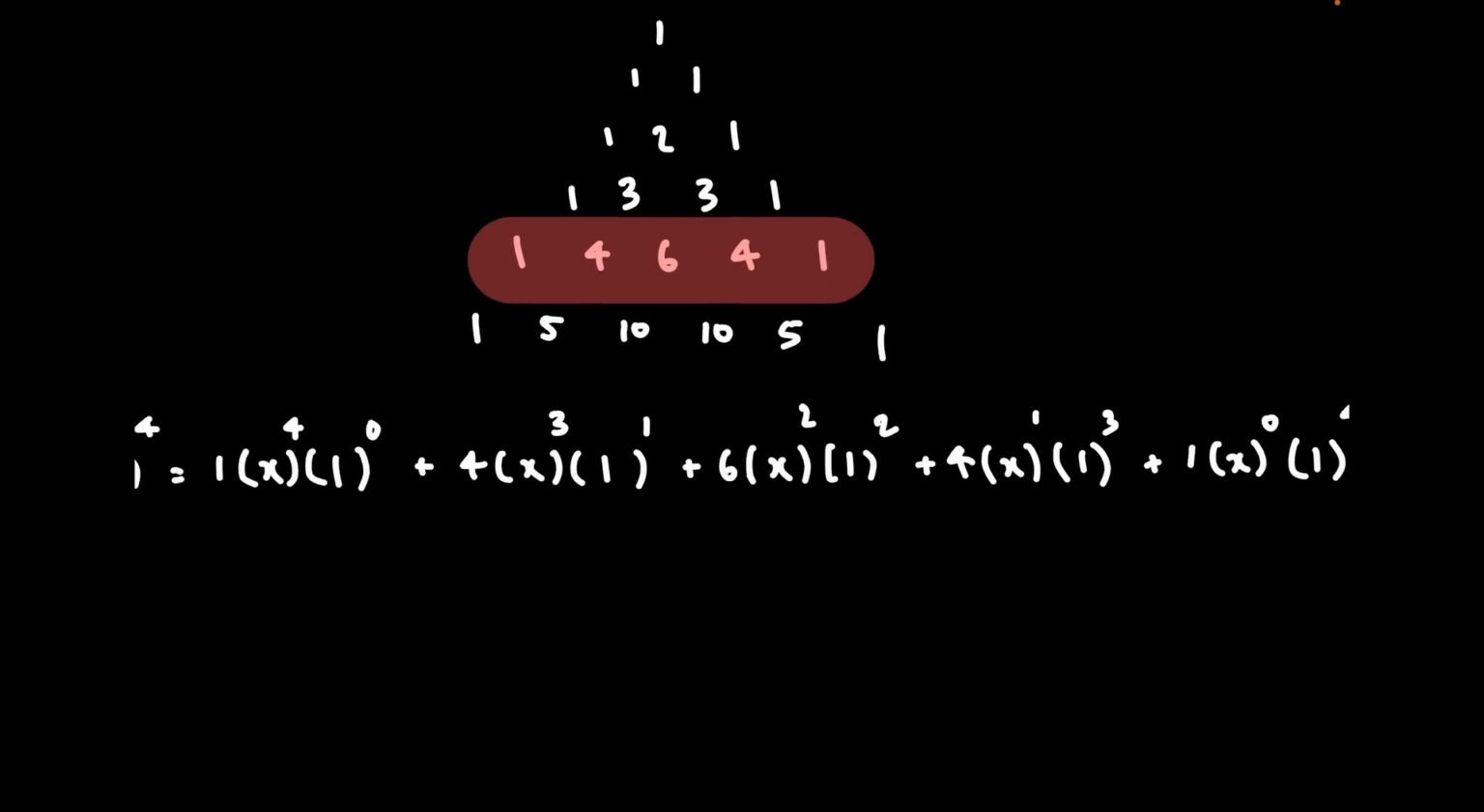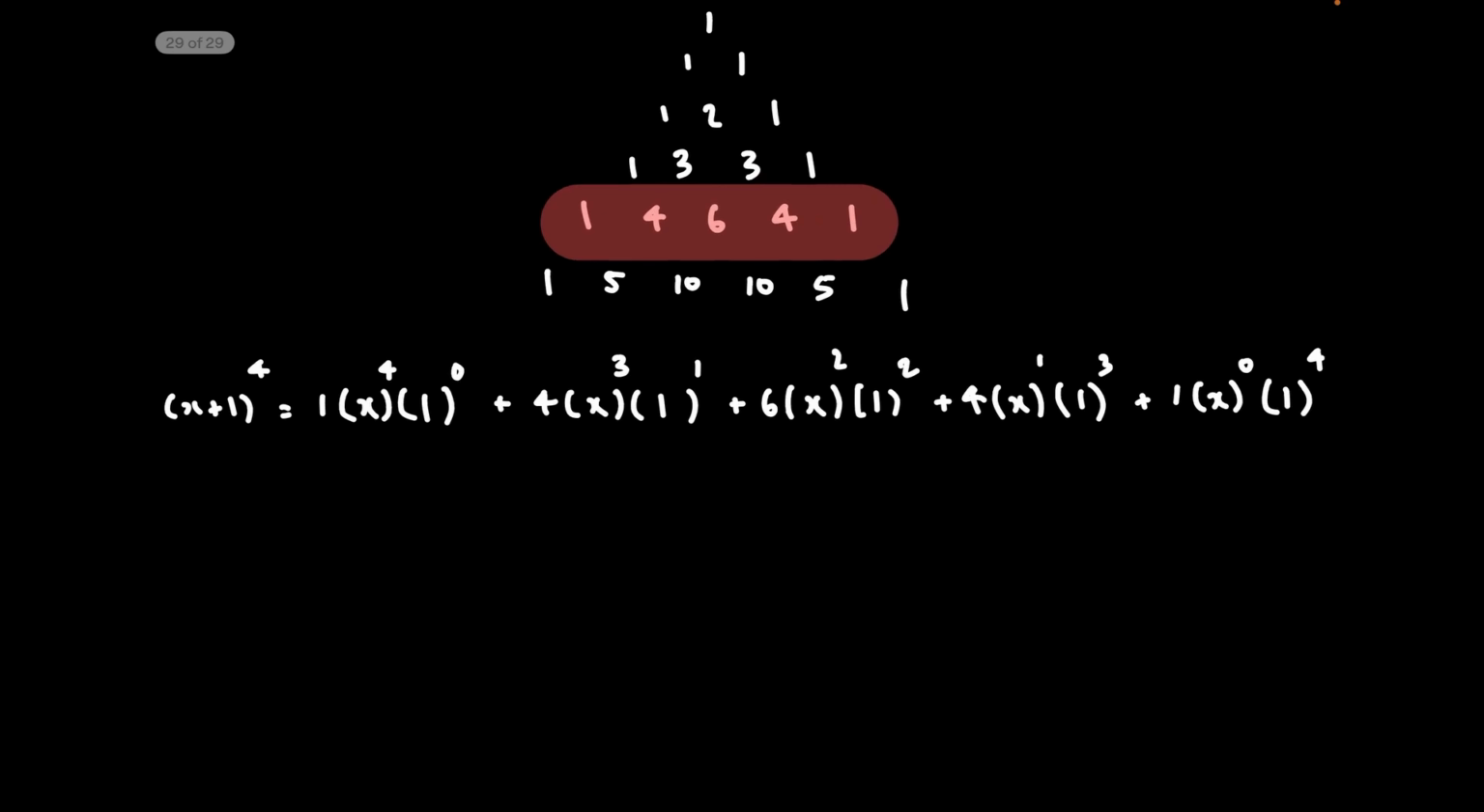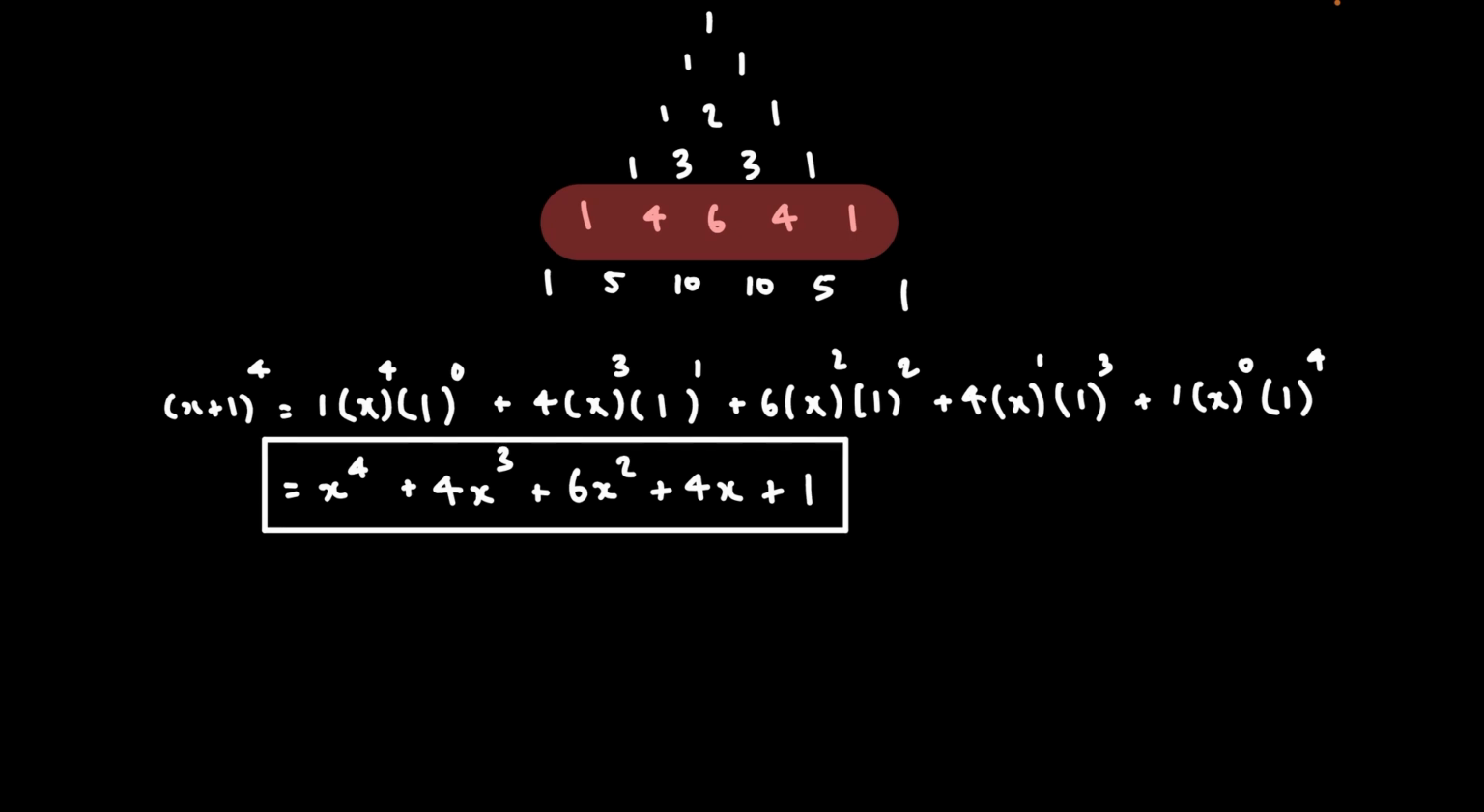These are the terms in our expansion for this question here. So all we have to do now is simplify. We can say that 1 times x to the power of 4 times 1 to the 0 is x to the 4. We can simplify the next term by saying 4 times x cubed times 1. 1 to the power of anything will always be equal to 1, so we don't have to worry about that in this question specifically. But we can say this is the same as x to the 4 plus 4x to the power of 3 plus 6x squared plus 4x plus 1. And that is how you expand this expression here using Pascal's triangle.